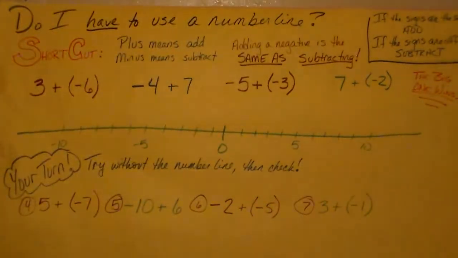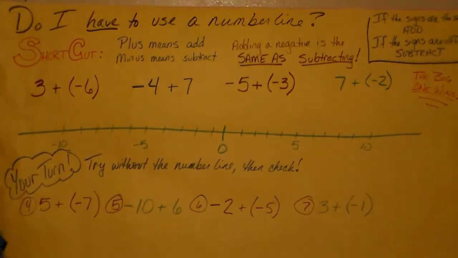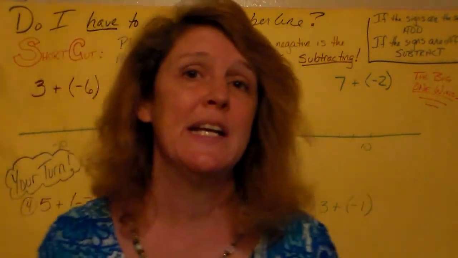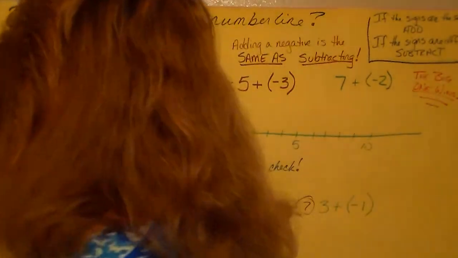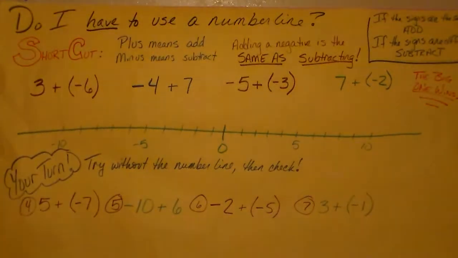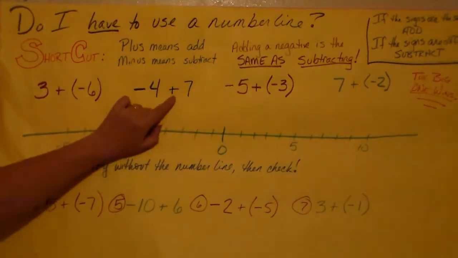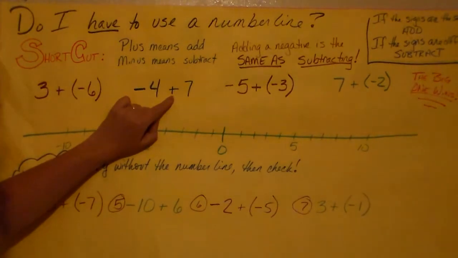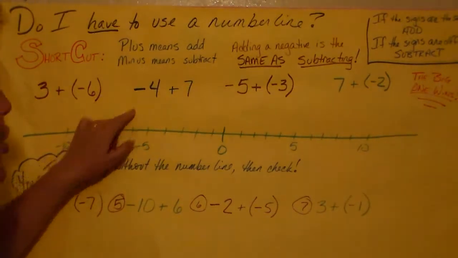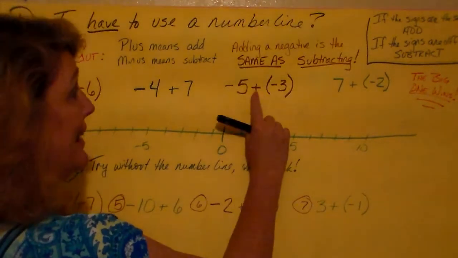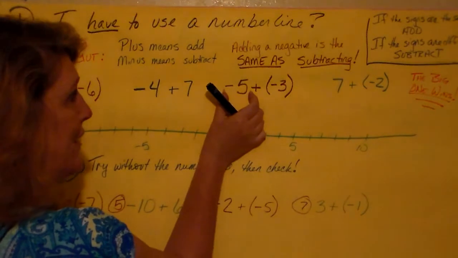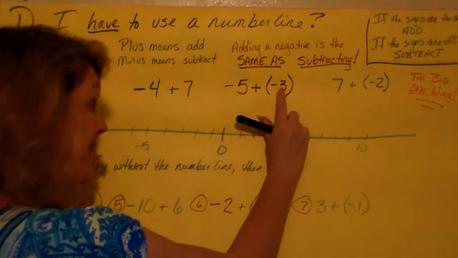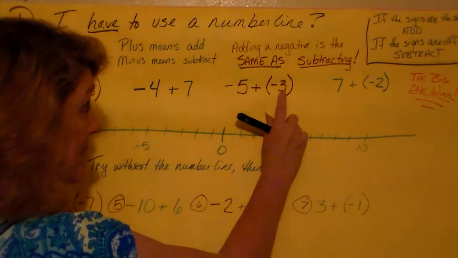And then the question is, do I have to use a number line? Absolutely not. But you have to understand negative numbers enough to be able to work without it. So, if you've got a plus, you're going to add. If you've got a minus, you subtract. Look, this is a minus. So you're going to start at negative 5, and you're going to go negative 3 more.